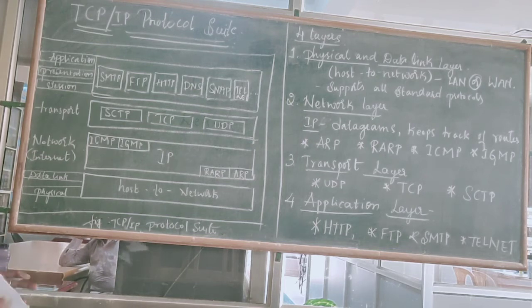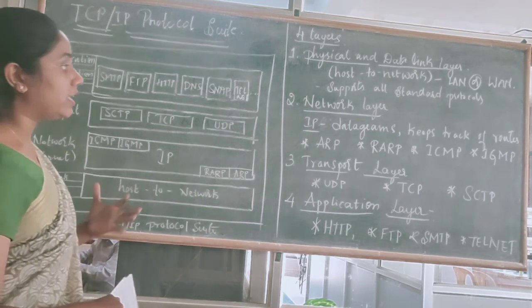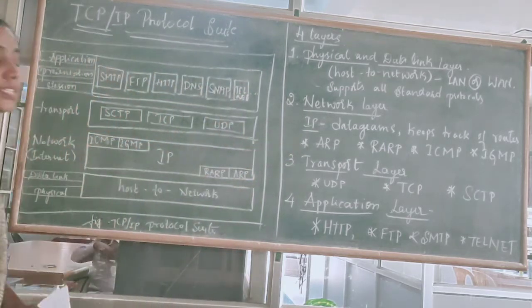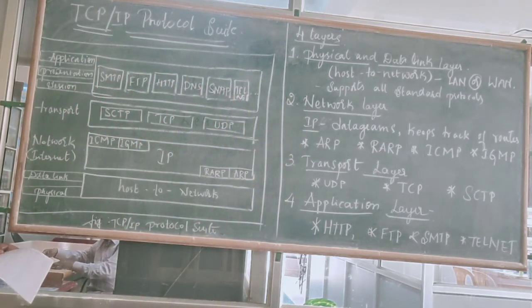Okay, so the 4 layers of TCP IP protocol suite are, the first one is the host to network layer. This is the combination of physical and data link layer, and the second layer is the network layer, and the third layer is the transport layer, and the fourth one is the application layer.